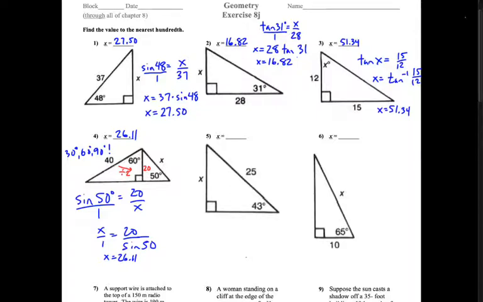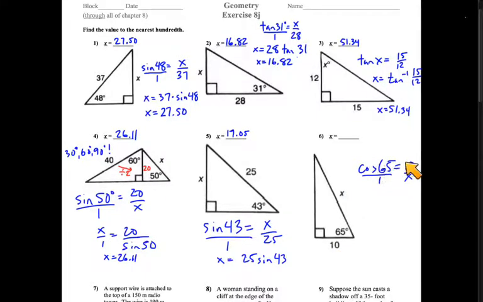Number 5, this is not a 45-degree angle, therefore I need to use sine, cosine, and tangent. X is opposite. 25 is hypotenuse, that's the sine. I will cross multiply because my x is on the numerator. X times 1 is x. On this one, 65 degrees, hypotenuse, adjacent, that's cosine. The cosine of the angle equals the adjacent over the hypotenuse. Switch the extremes because x is on the denominator to move it above the 1. X over 1 equals 10 divided by the cosine of 65. 23.66 is the answer.